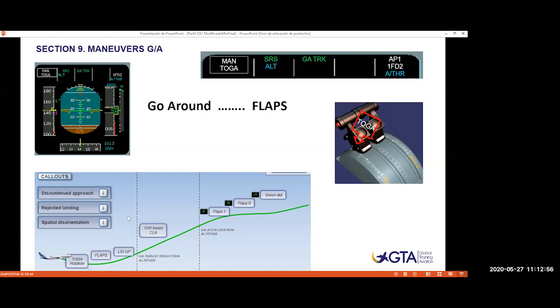How do you have to do the go around? Go around flaps. This is the go around. Go around flaps. You have to advance the thrust into TOGA. This is compulsory. Advance the thrust into TOGA. And the aircraft is going to give you information, because it's going to change the phase of the aircraft into the go around phase.